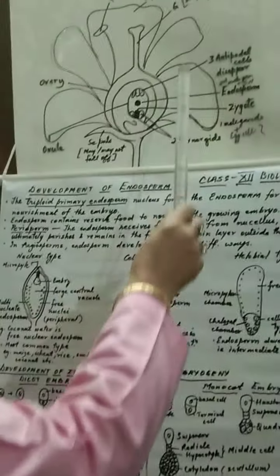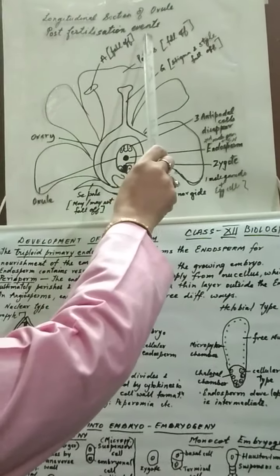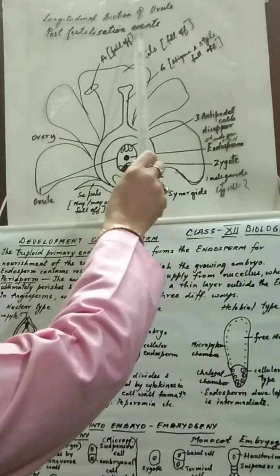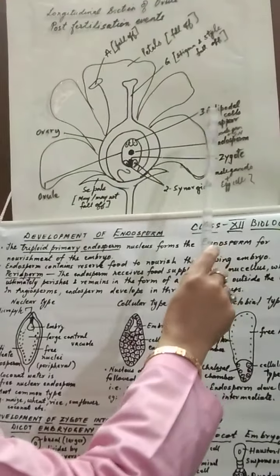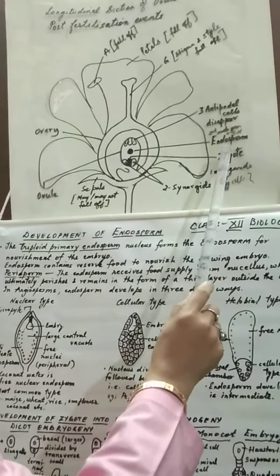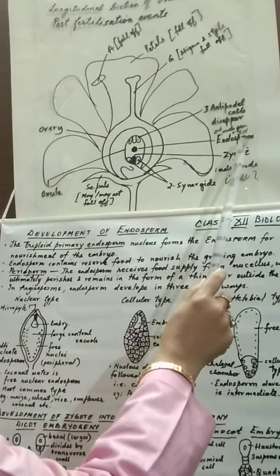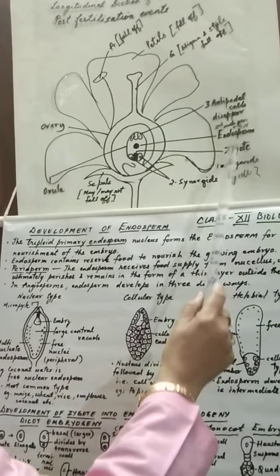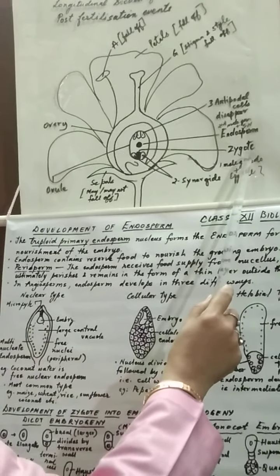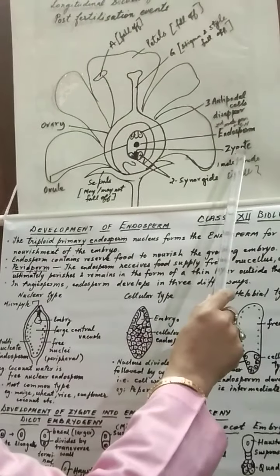This is the structure of a flower. What happens after the fertilization? So the heading I have given is post-fertilization events. After the fertilization, yesterday, that is in the last class, endosperm was formed and zygote was formed. What happens after fertilization?